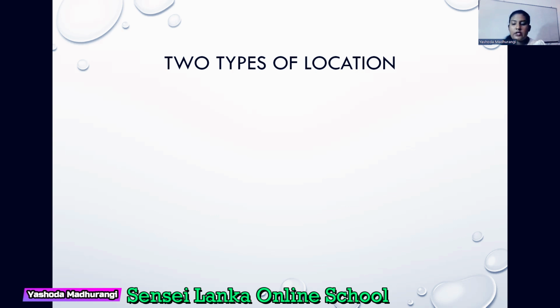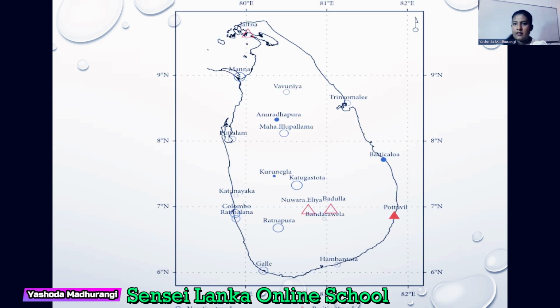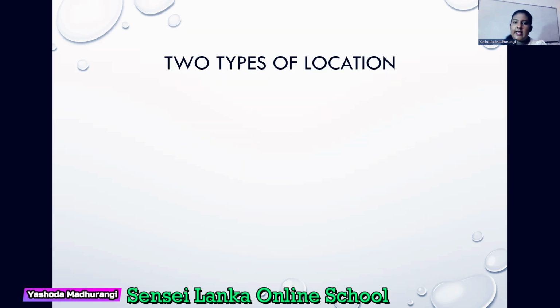Then just now I showed you this map. Longitudes and latitudes are there. It is a bit difficult. We need these numbers. We need to remember the longitudes and latitudes to say where is Sri Lanka. So now do you understand? Location is in two types.